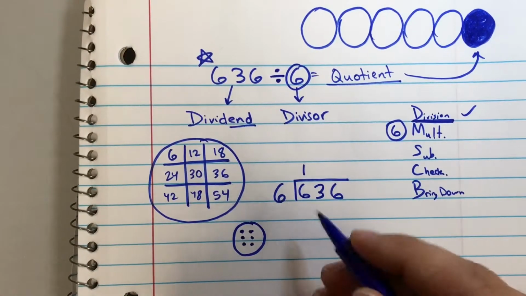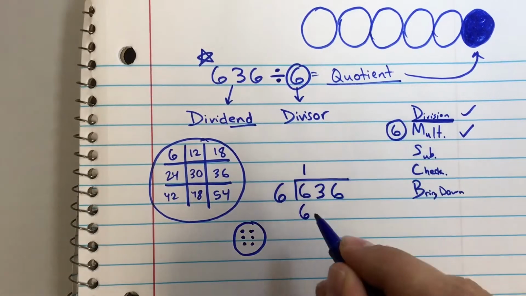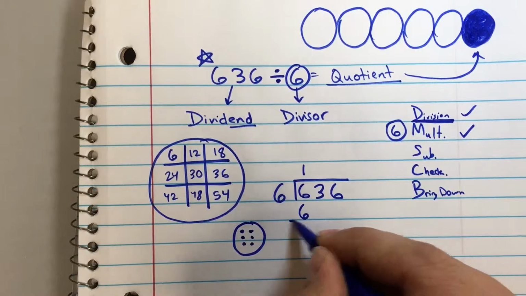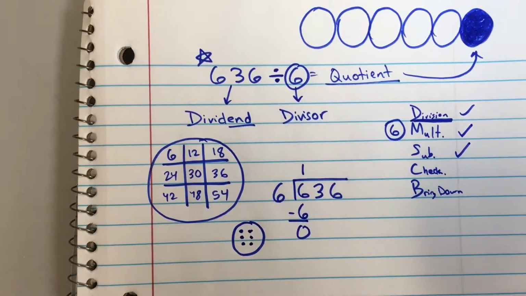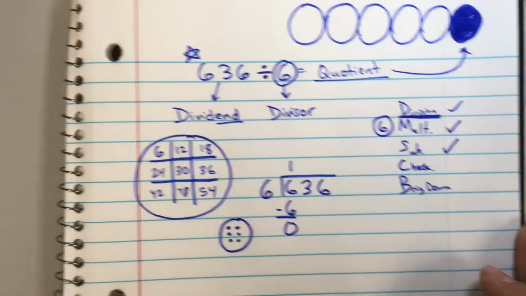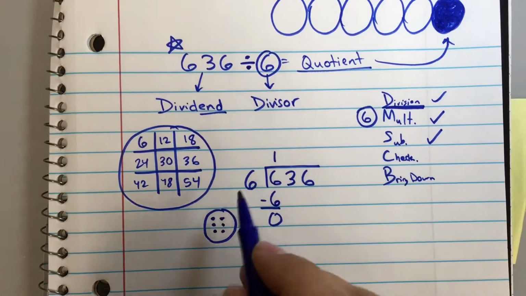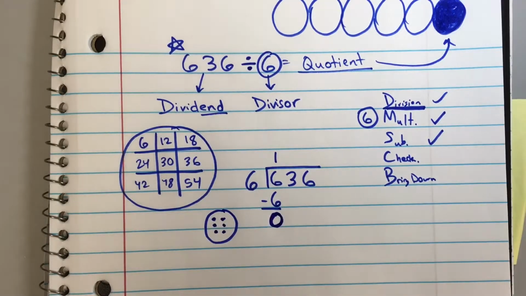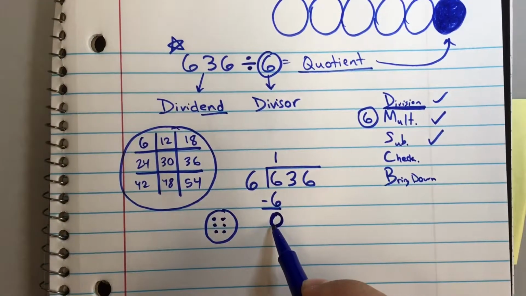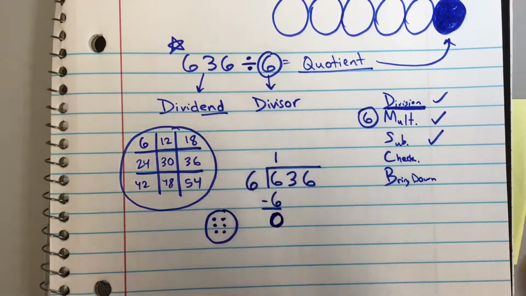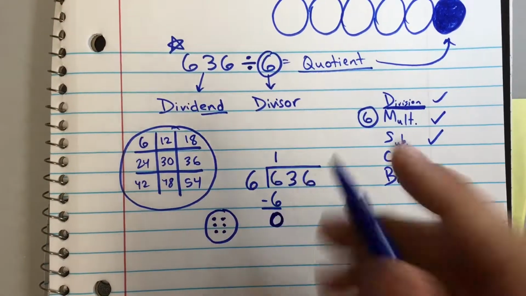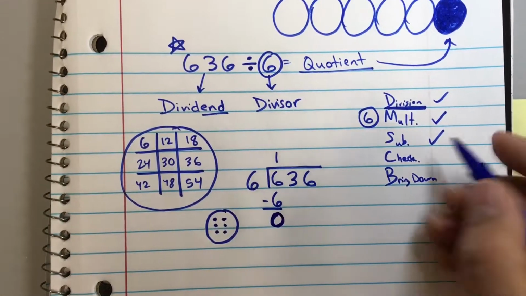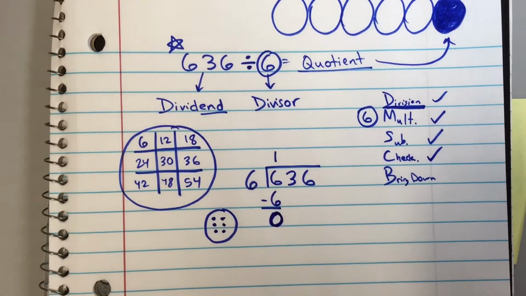I'll multiply 1 times 6, as I discussed, and I get 6. And then I subtract. 6 minus 6, we get a difference of 0. Okay? I compare my difference that I've just found against my original divisor. Is 6 greater than 0? I sure hope it is, because if it isn't, I've made an error and I have to go back to this 1 and write something else. Is 6 greater than 0? Yes, sir, it is. Move on.